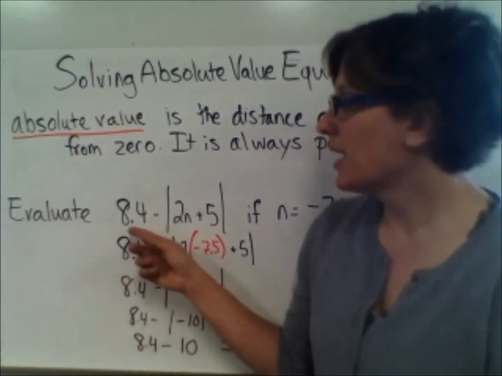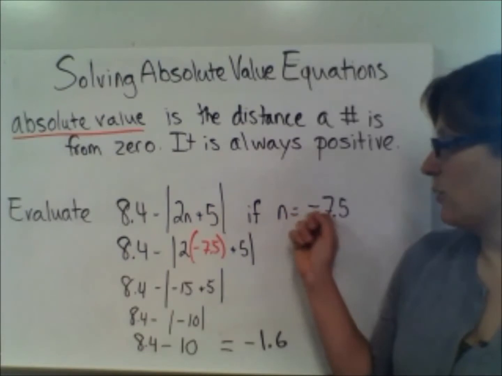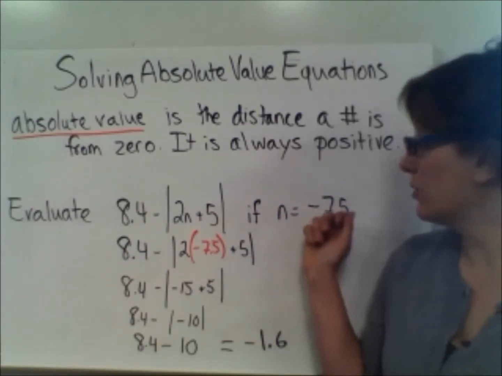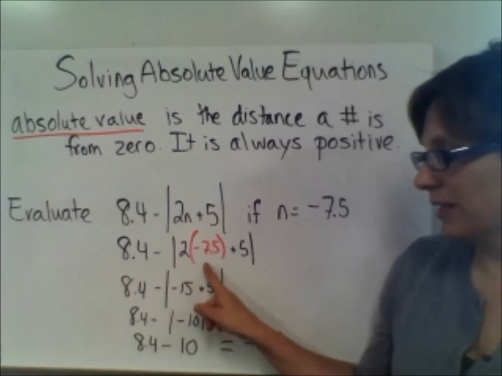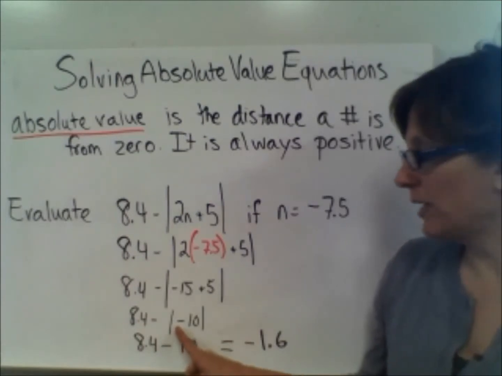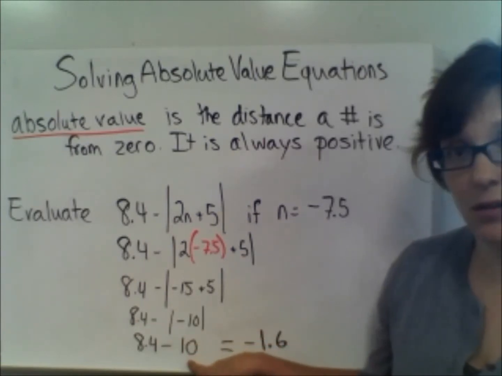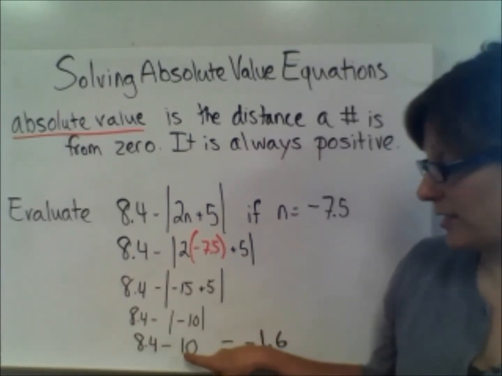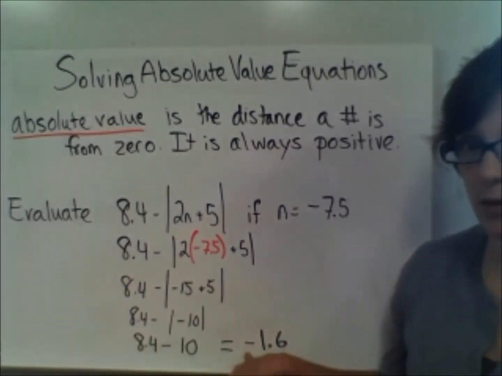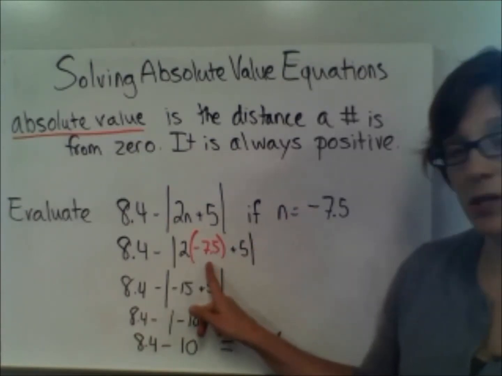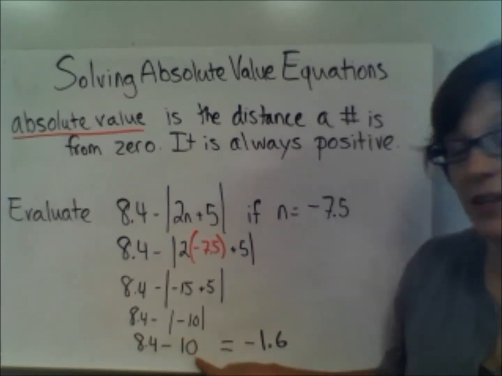So in this problem, 8.4 minus the absolute value of 2n plus 5, if n equals negative 7.5. The first thing you do is substitute for n, and then you solve by multiplying and adding. And you get absolute value of negative 10. Well, I'm going to replace that with 10, because the absolute value of negative 10 is just 10. So my final answer is 8.4 minus 10 equals negative 1.6. I substituted, I solved inside the absolute value sign, I took the absolute value, and then I finished the problem.